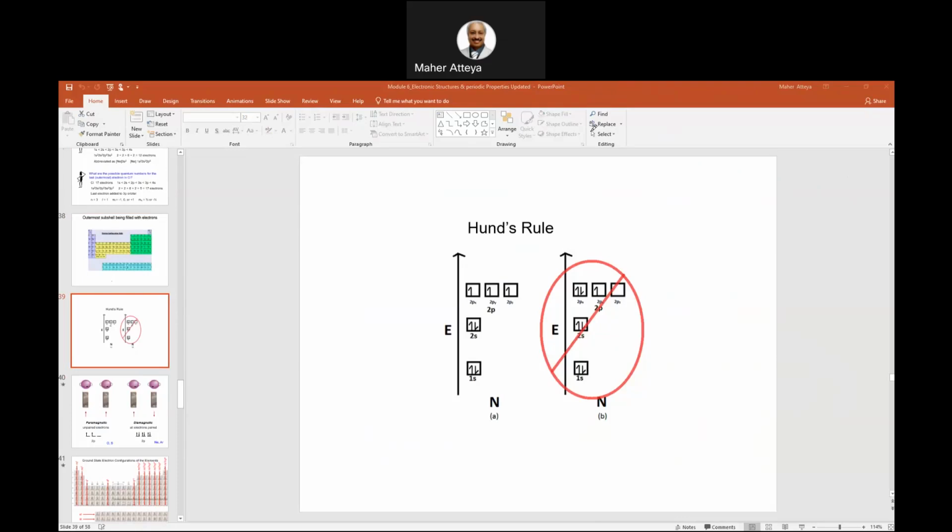Are you following me here? They have to come and enter singly, all of them with their noses up front and their tails in the back. That's what Hund says: when electrons fill orbitals, they have to enter those orbitals singly, and they have to be parallel to each other. Parallel means they have the same spin.